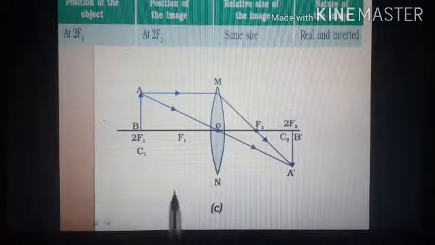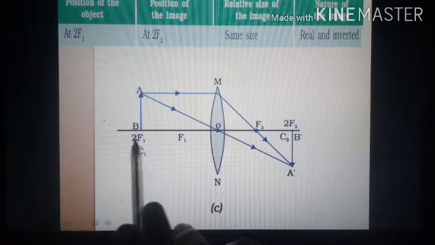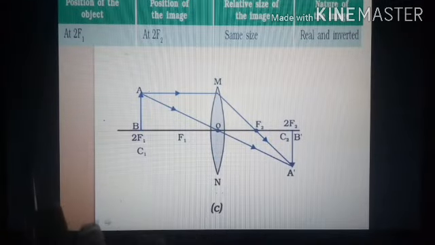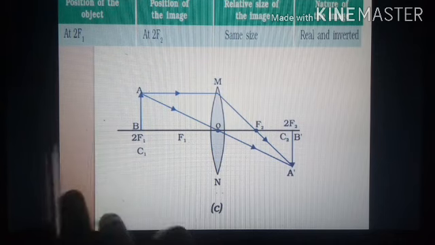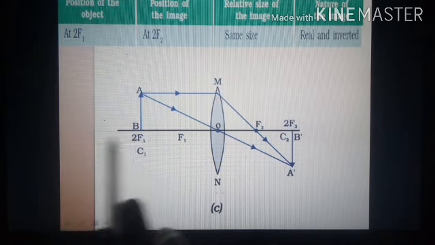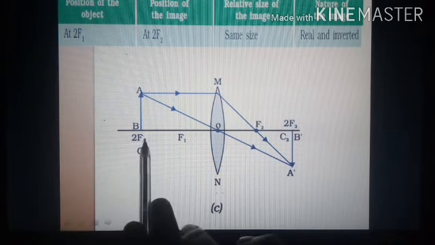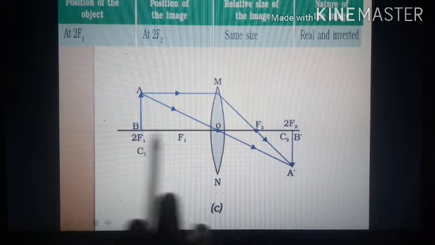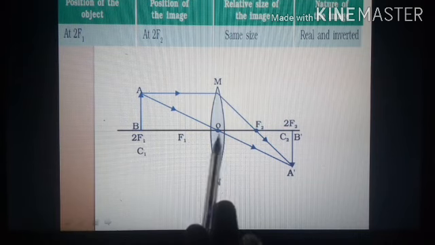The object is now placed at 2f1. The first case was beyond that, at infinity. The second case was beyond 2f1. Now 2f1. So in every case the object is moving closer to the optical center.